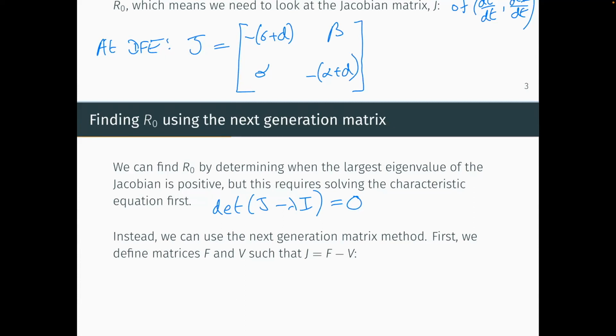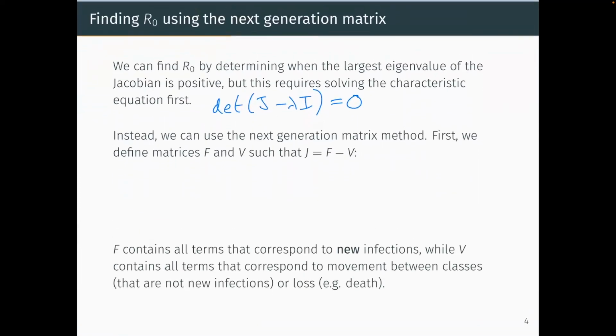So we can use the next generation matrix instead, which essentially transforms this problem by doing some clever math. We've not gone into the details as to why this works. You just kind of have to take it on faith that it does work. But it shifts the problem so that we find eigenvalues of a new matrix, and those are typically much easier to find than this one, where we'd have to solve this characteristic equation. So that's why we use this method.